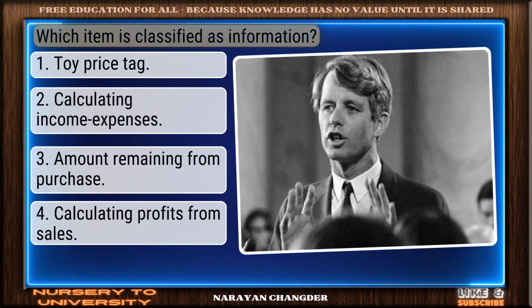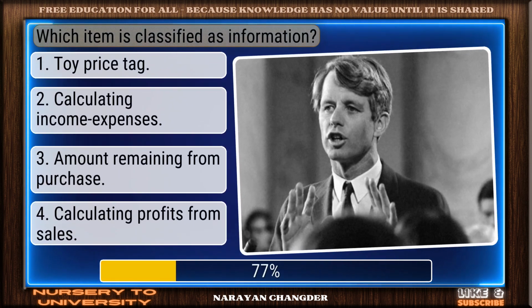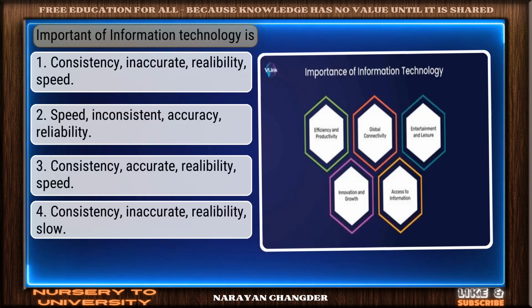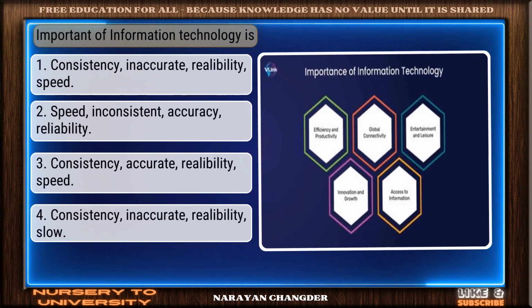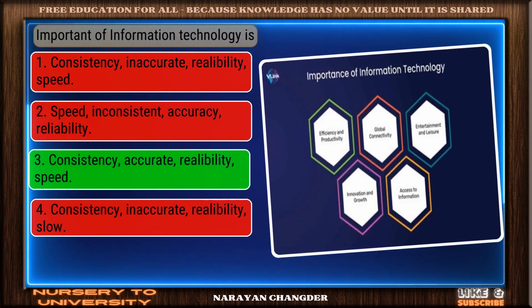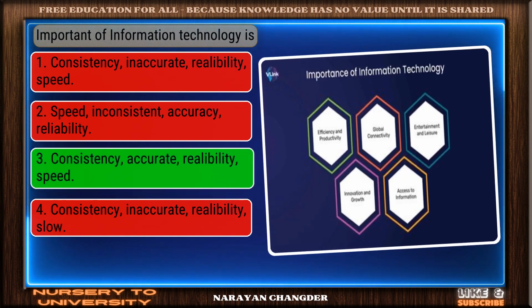Which item is classified as information? Nicely done. Toy price tag is a solid answer. Importance of information technology is? Bravo! Consistency, accuracy, reliability, speed is the answer.